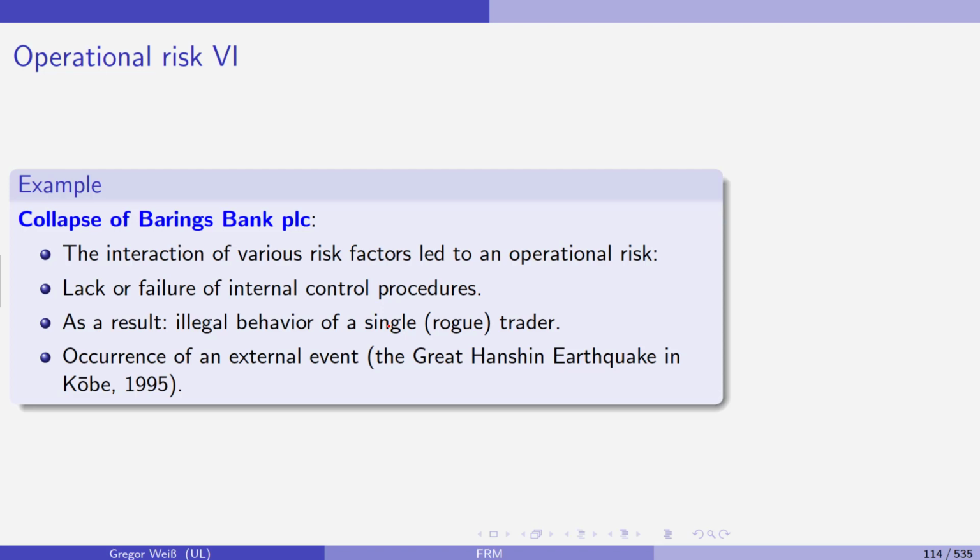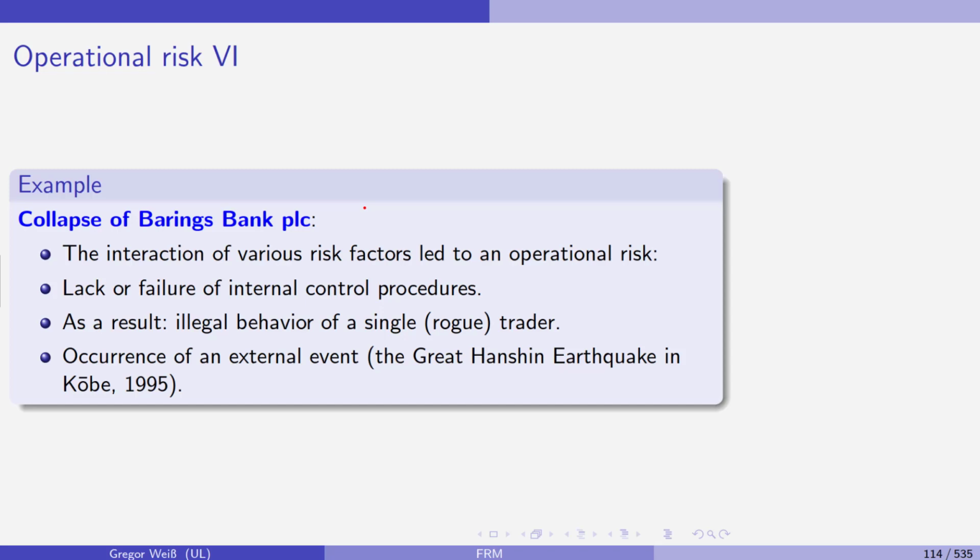Let me give you one pretty good example, which shows you, first of all, what an operational risk is. Second of all, this is a very intuitive example because it combines so many types of operational risk. And you can also see this is a once-in-a-lifetime event. It's again the collapse of Barings Bank. You can see from Barings Bank how many different factors interacted and led to this failure of the bank in the end. And first of all, you had a lack or failure of internal risk control procedures.